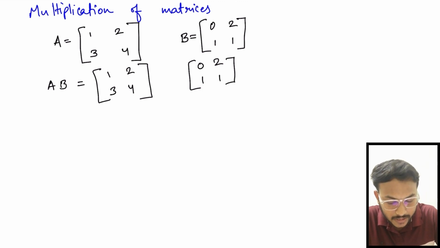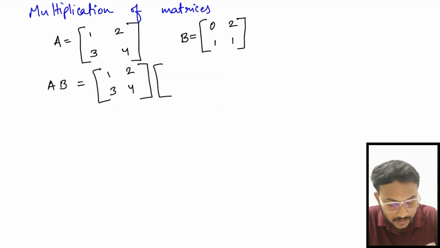So here is the multiplication. In place of A, I have written matrix A. In place of B, you have to write matrix B, 0 2 1 1. This is what I have just done here.